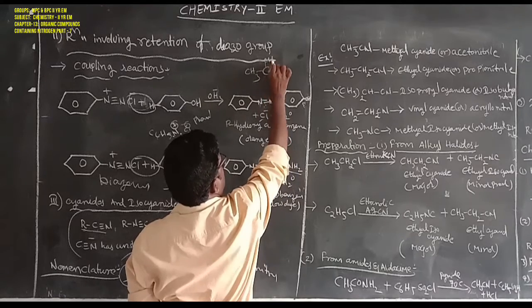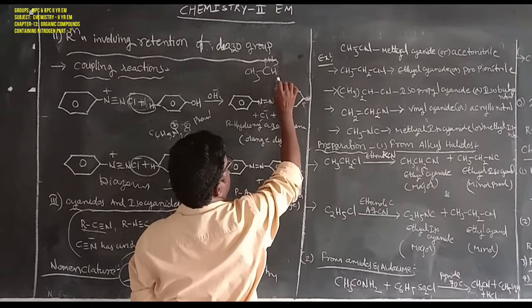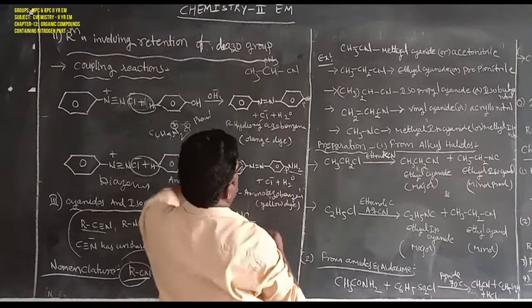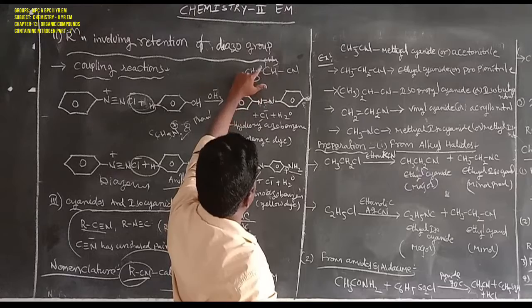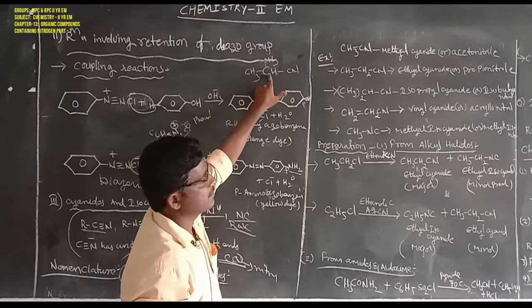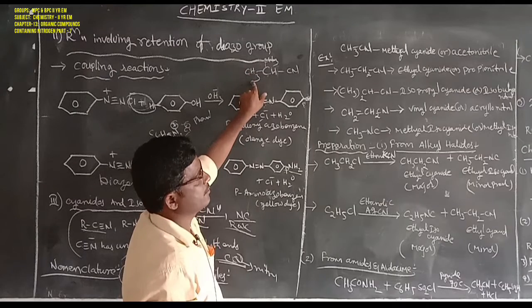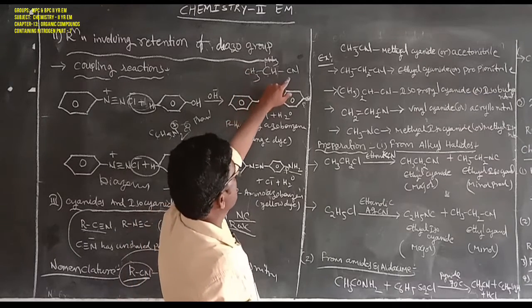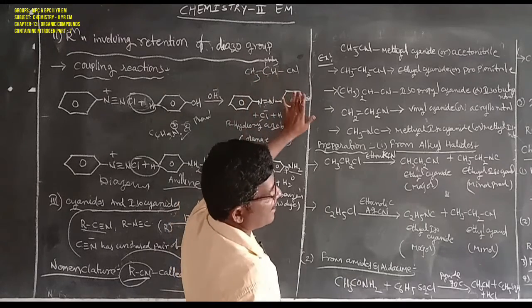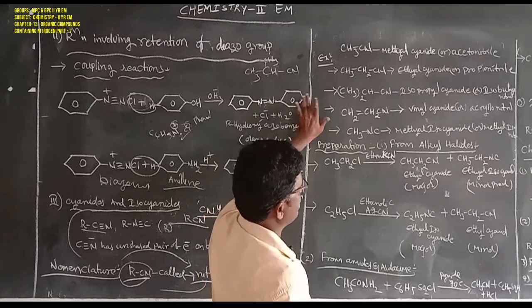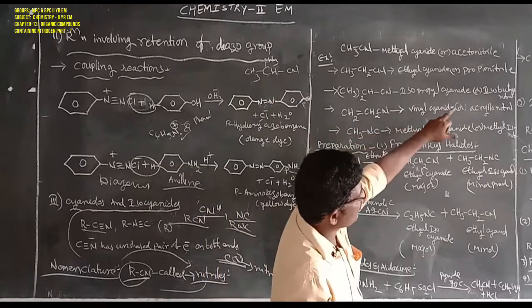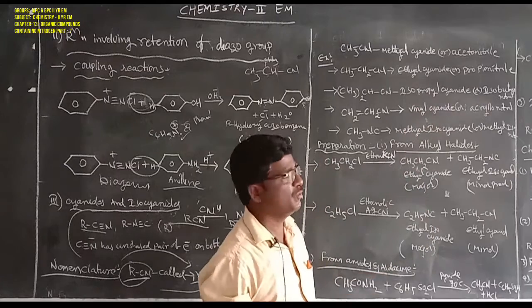Next one, CH3 CH bond CN. Here is the isopropyl, carbons 1, 2, 3. Isopropyl cyanide. Next one, here the carbon atoms 1, 2, 3, 4: isobutyl nitrile. Isopropyl cyanide is the common name, and isobutyl nitrile is the IUPAC name.